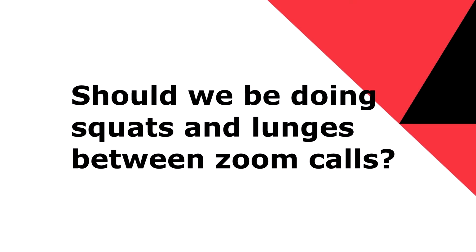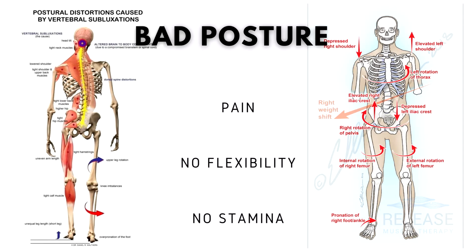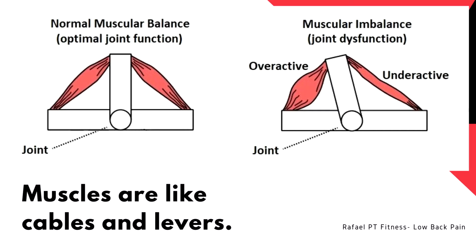Let's talk about exercise. Should we be doing squats and lunges between Zoom calls? You can. So again, when you have tight muscles, if you start doing any type of squats or lunges, a lot of times those tight muscles are going to cause a lot of pain. That's where the pain is going to start. So you have to first correct the dysfunction so that you can start doing better lunges or better squats.